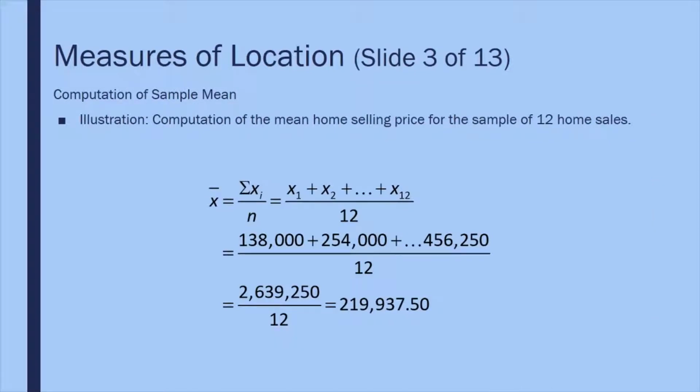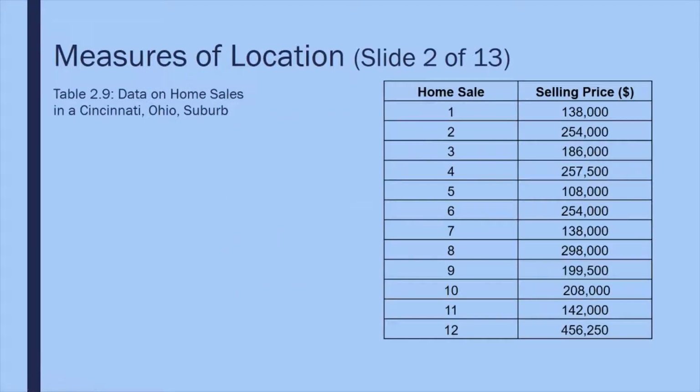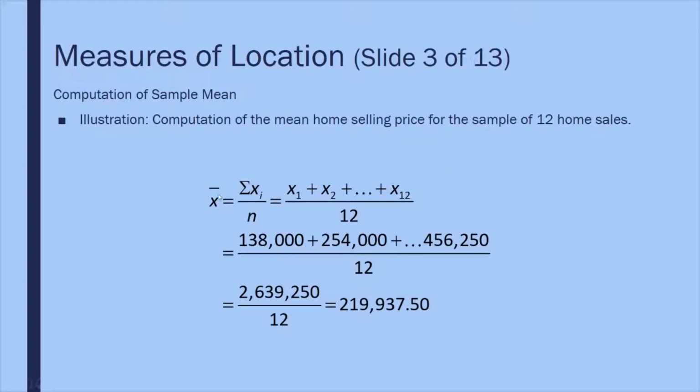This is the illustration for the computation of the mean home selling price for the sample of 12 home sales. The formula is equal to the summation of x sub i divided by n. Here we add all the sales, starting from the first observation up to the last, divided by 12. That is equal to 219,937.50.